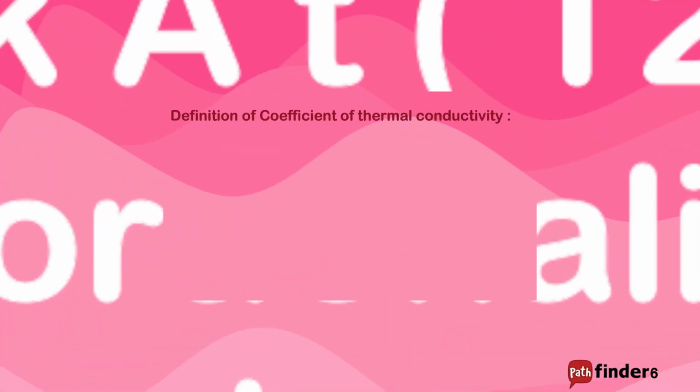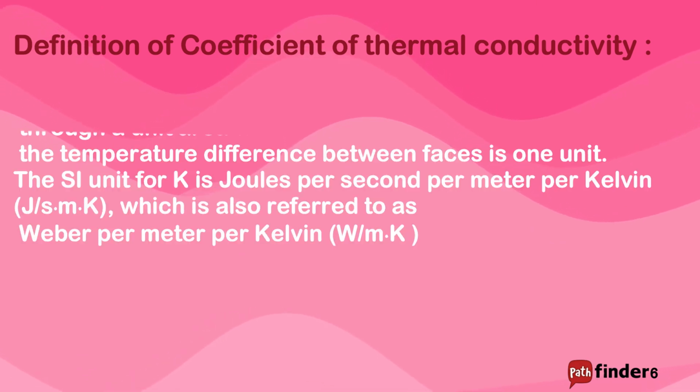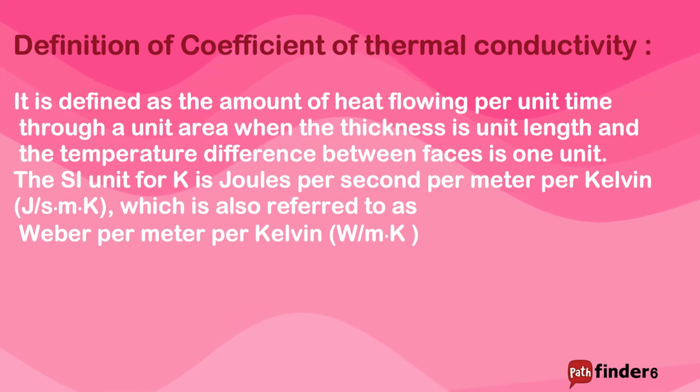Definition of coefficient of thermal conductivity. It is defined as the amount of heat flowing per unit time through a unit area when the thickness is unit length and the temperature difference between faces is 1 unit. The SI unit for K is joule per second per meter per Kelvin, which is also referred to as watt per meter per Kelvin.